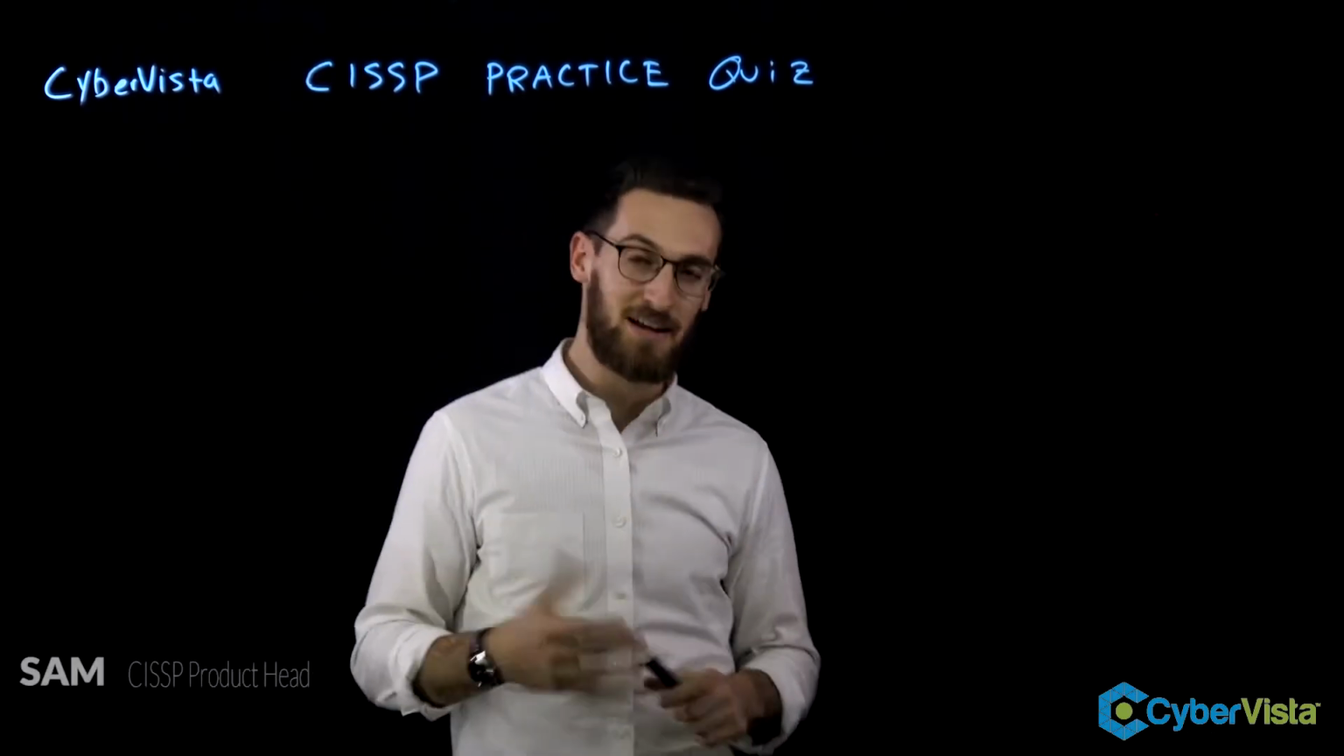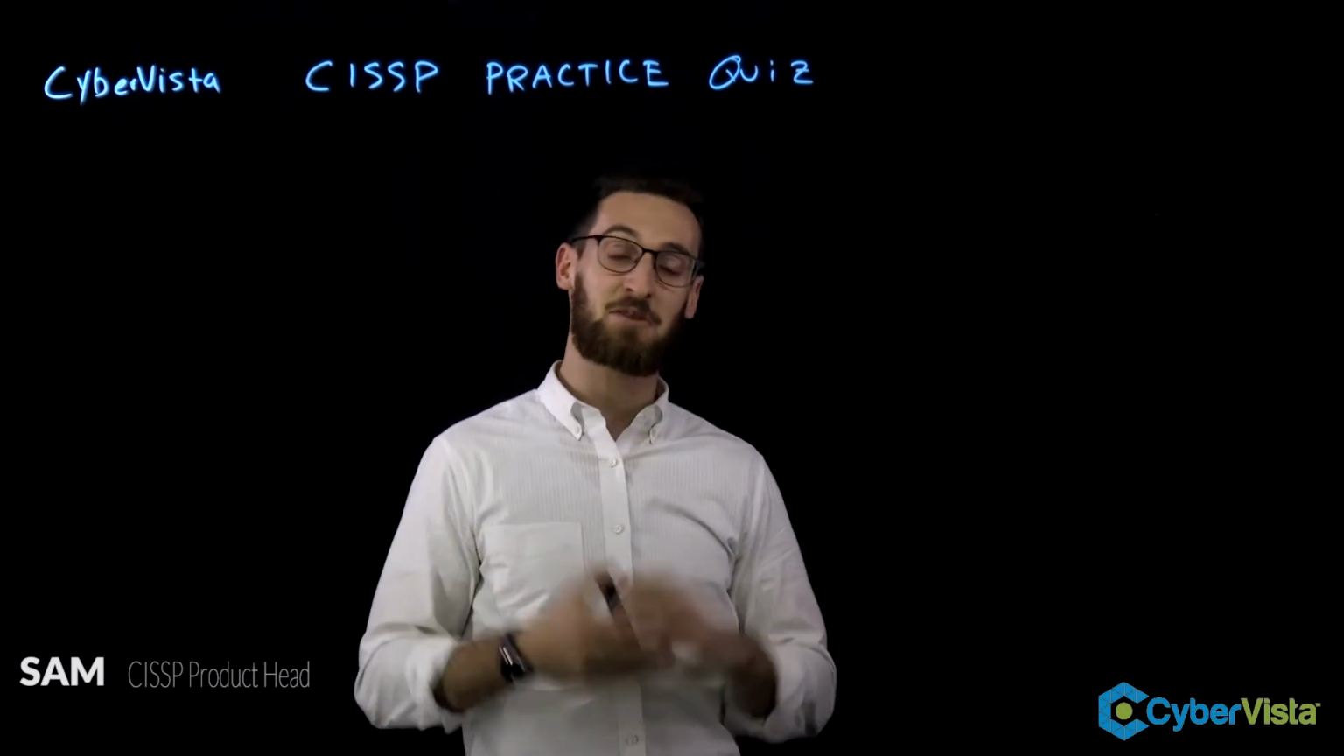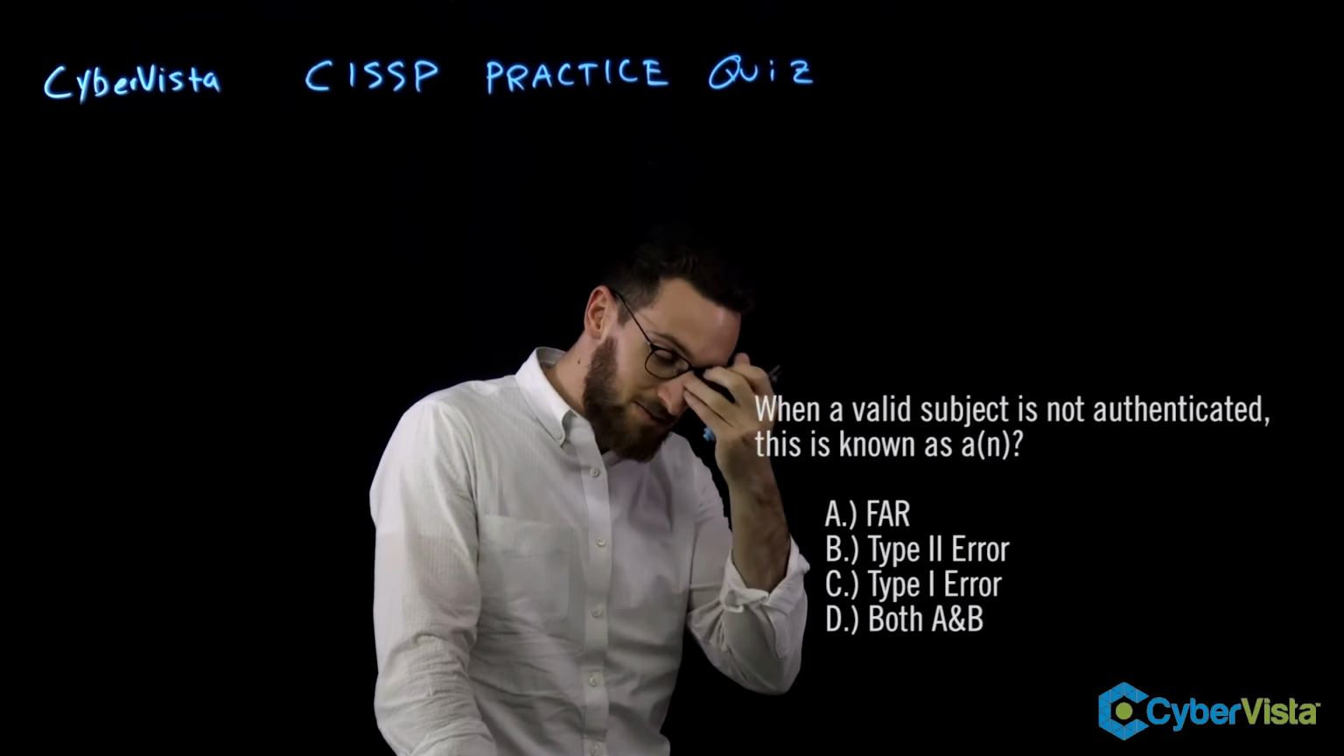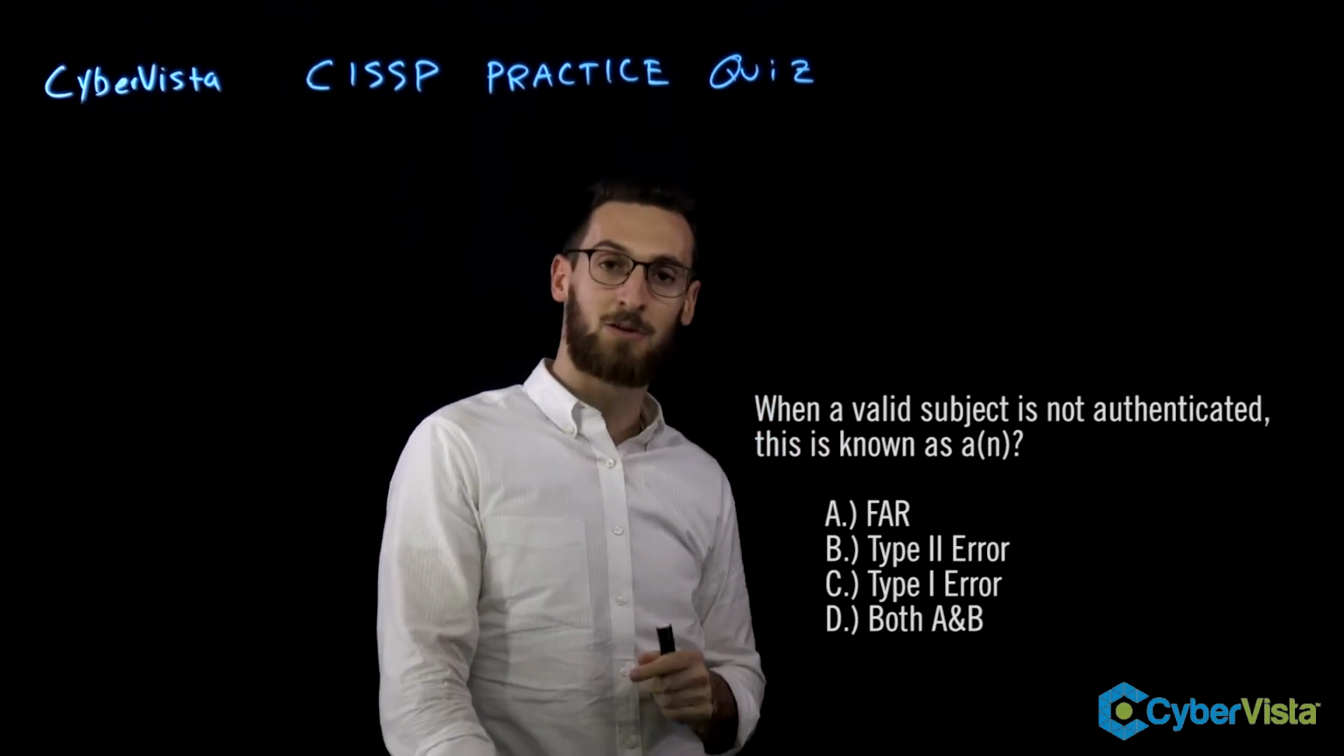But I'll tell you what, in 3 minutes, I'll break down one question that you might have seen on your quiz. So here it is, you probably remember it. When a valid subject is not authenticated, this is known as what?